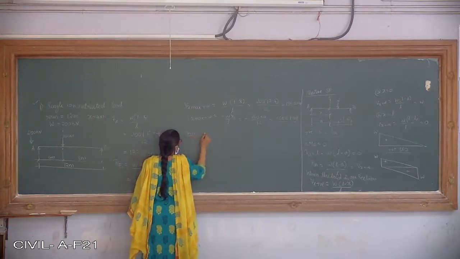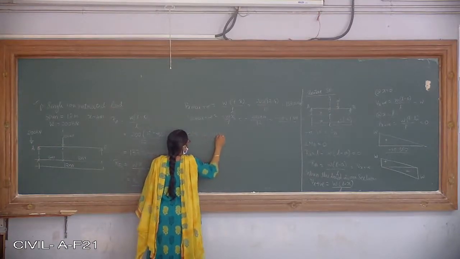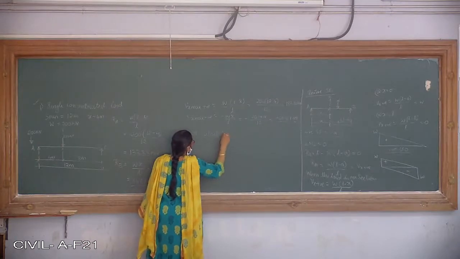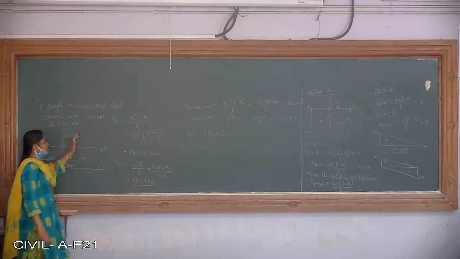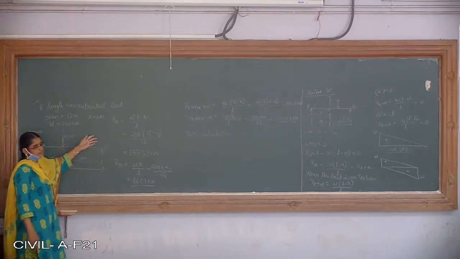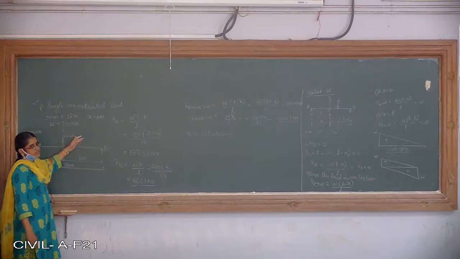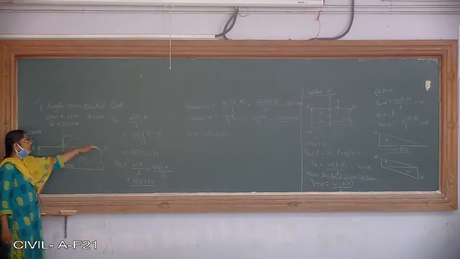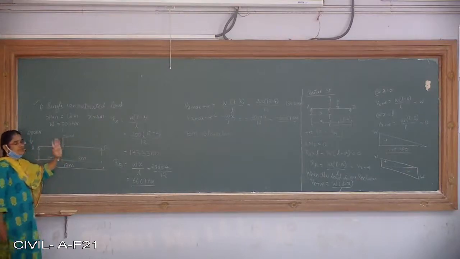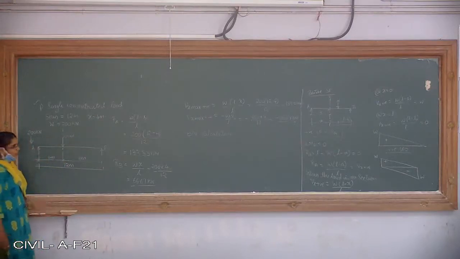Bending moment calculations. Now you have again two bending moment calculations, one at this section and one at the location of maximum bending moment, that is maximum absolute bending moment. So amongst all the bending moments, which is the maximum one, that is called the maximum absolute bending moment.